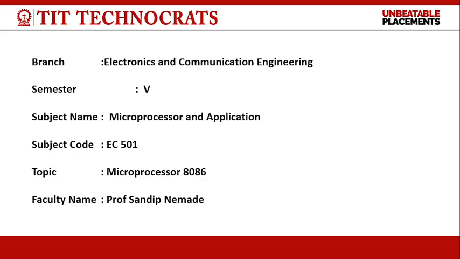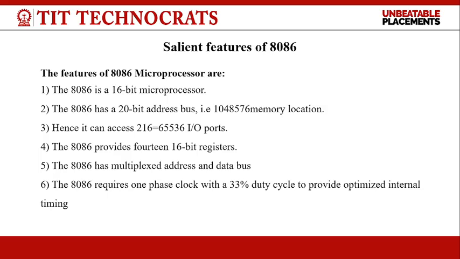Here we are going to deliver a lecture on microprocessor and its application. The basic microprocessor is 8086 microprocessor. The salient features of this 8086 microprocessor are: first, the 8086 is a 16-bit microprocessor. The term 16-bit means that its arithmetic logic unit, internal register, and most of its instructions are designed to work with 16-bit binary words.